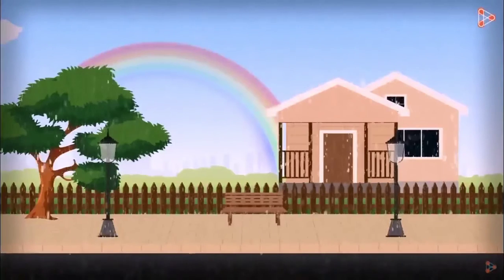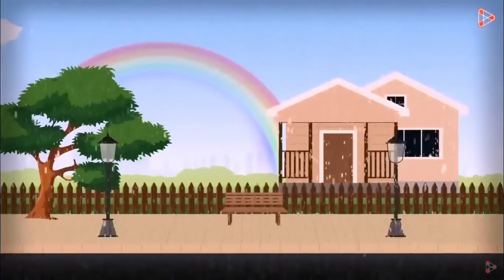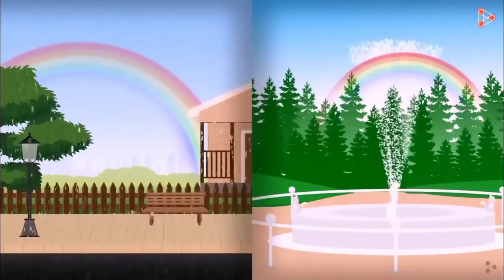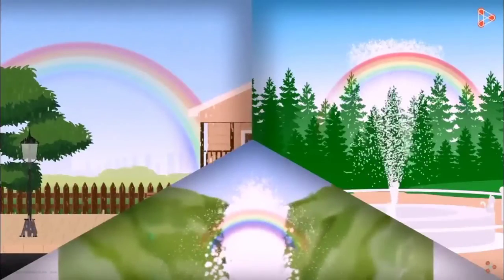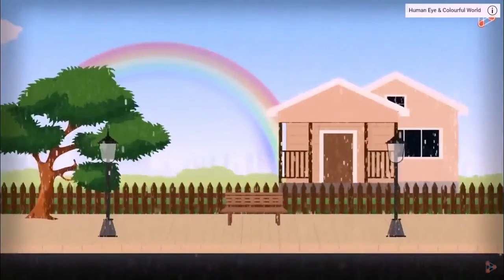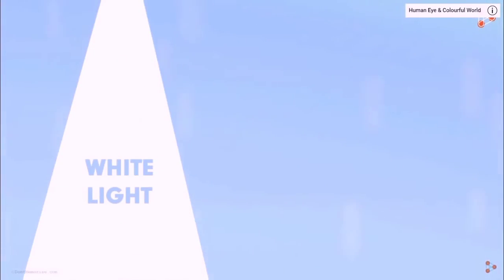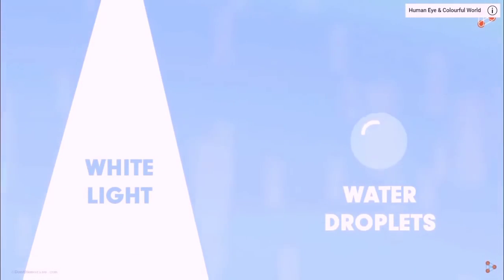Rainbows are one of the most beautiful sights in nature, and you usually see them on a rainy day. You can even see them during sunny days if you are near a fountain or a waterfall. So, in order to form a rainbow, the 2 things that are required are white light and water droplets. The latter is quite important for its formation.